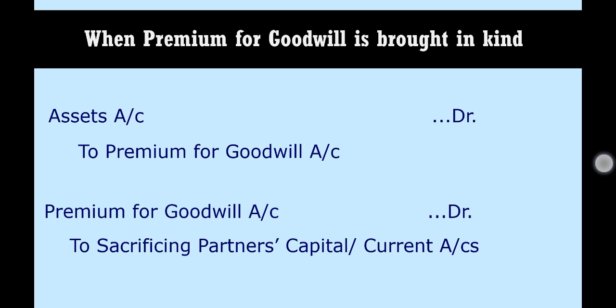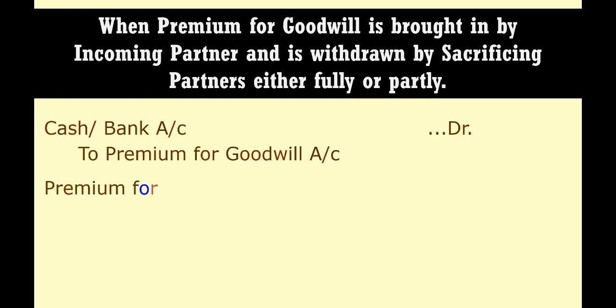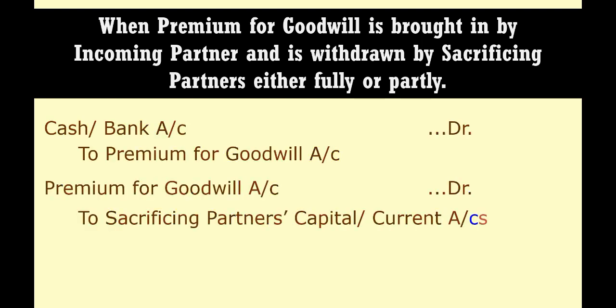Next, when premium for goodwill is brought in by incoming partner and is withdrawn by sacrificing partner either fully or partly. So here the first part of our case is same. Premium for goodwill is brought in by partner. So first they will bring it in, so cash account debit to premium for goodwill. Then that will be distributed among sacrificing partners. So premium for goodwill account debit to sacrificing partners capital or current account.